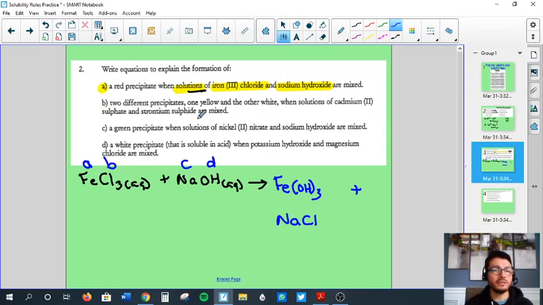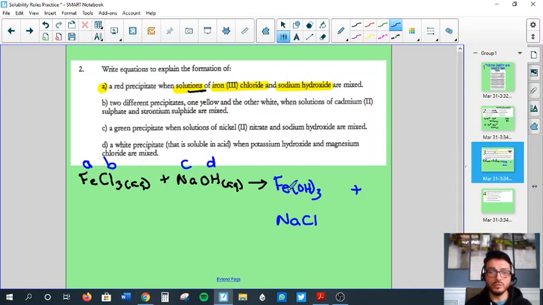Know that it's not asking you to balance this equation. This is now a complete equation minus the states, but it's not balanced. We will, in our next lesson, get to balancing these equations and why that's important, but for now we don't have to balance it. We're just figuring out which one will form a precipitate.